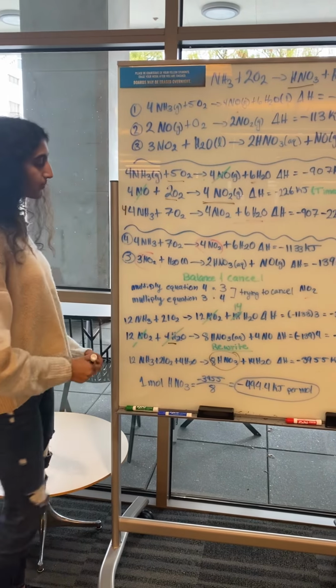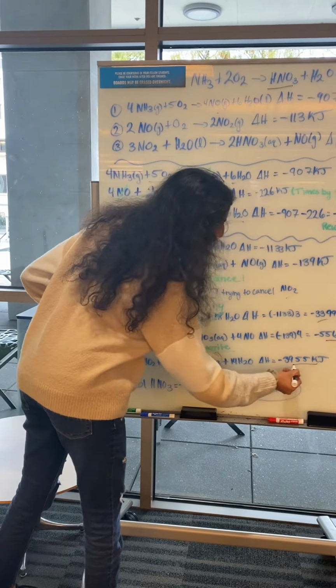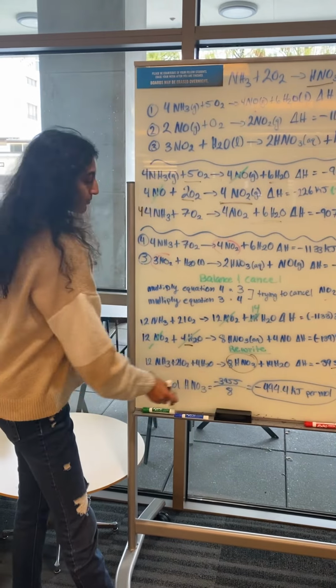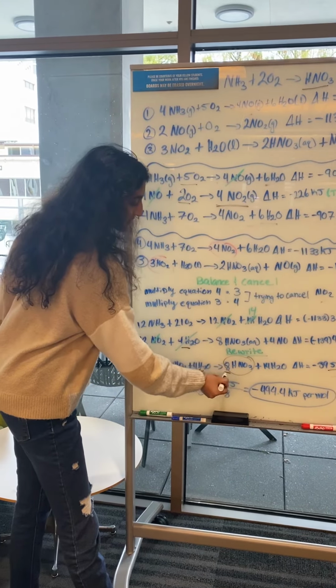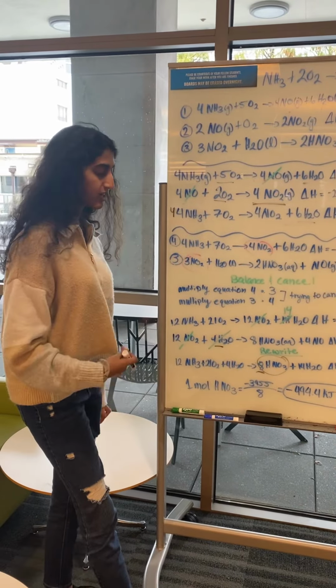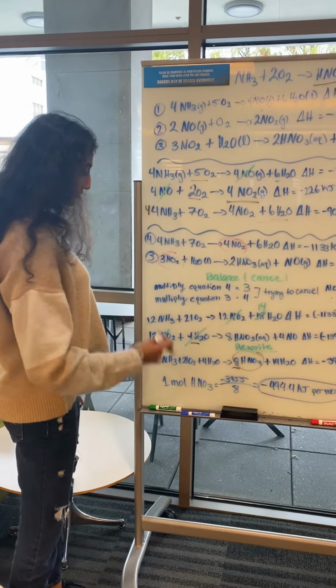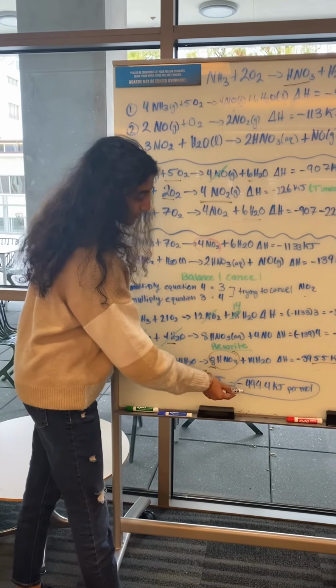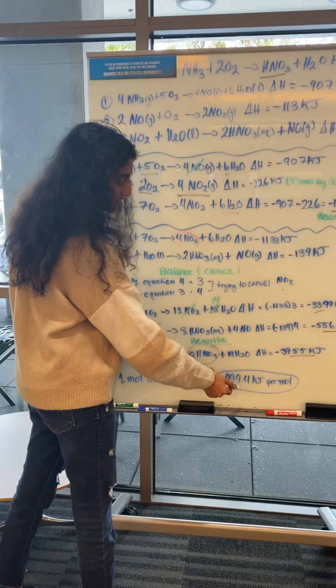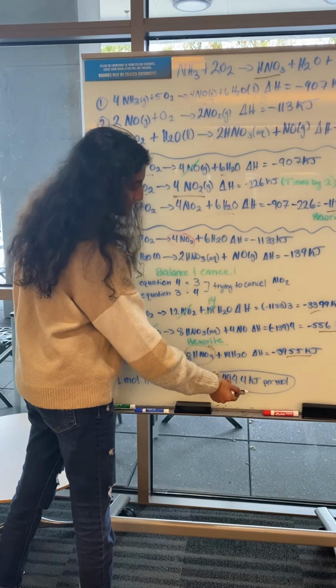All we have to do is take this value over here in order to find the mole and divide it by 8, because that's that coefficient out there, because we want to try to get it on its own. So 1 mole of this will equal negative 494.4 kJ per mole.